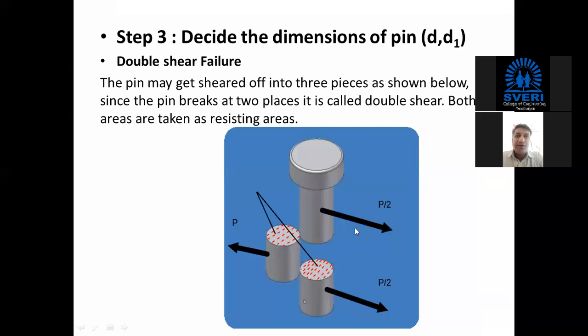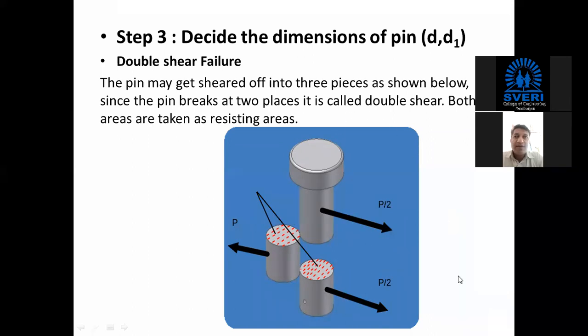This part of the pin is pulled by the fork, upper and lower part, and the middle part is pulled by single I. That's why the force applied on double I will be distributed as P by 2 on the upper side and P by 2 on the lower side. But for the shearing, we have to take P only. That is the force which is responsible to shear this pin. How the force will be applied on that pin has been explained here.